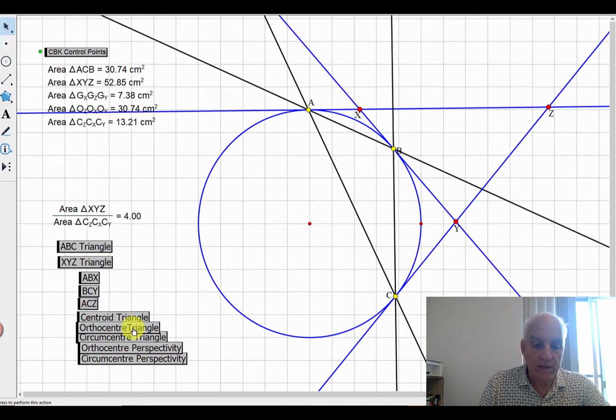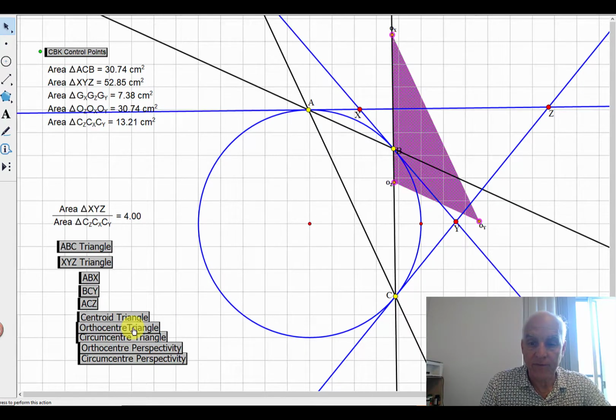Now let's look at the triangle of orthocenters. For example, ABX. This triangle here has orthocenter up here, O sub x, the meet of the altitudes. And BCY has orthocenter here, and the triangle ACZ has orthocenter here.